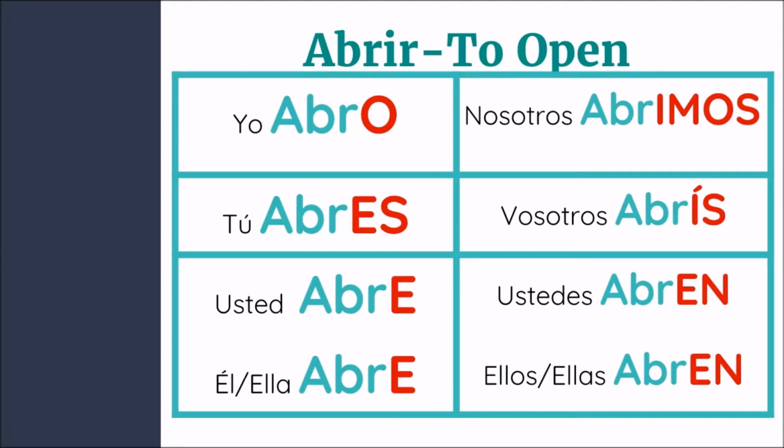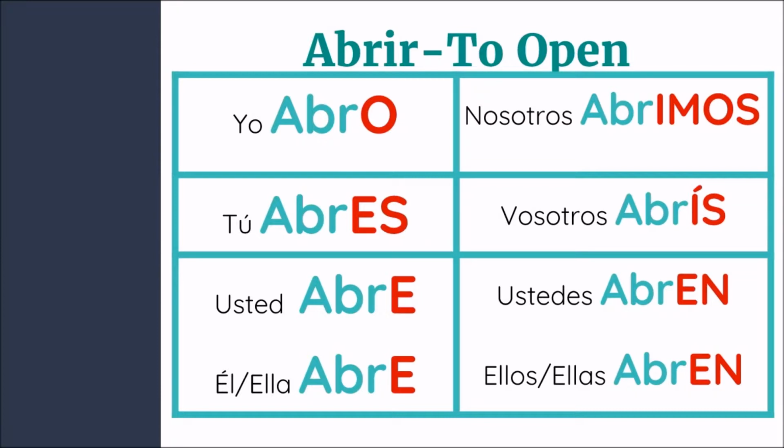Nosotros and vosotros is where it differs from the ER verb. Instead of amos and áis, as in the ER verbs, you have imos and ís. Abrimos for we, and abrís for you all. Remember, that one's only in Spain. Ustedes, ellos, ellas, abren. En, just the same as ER verbs.